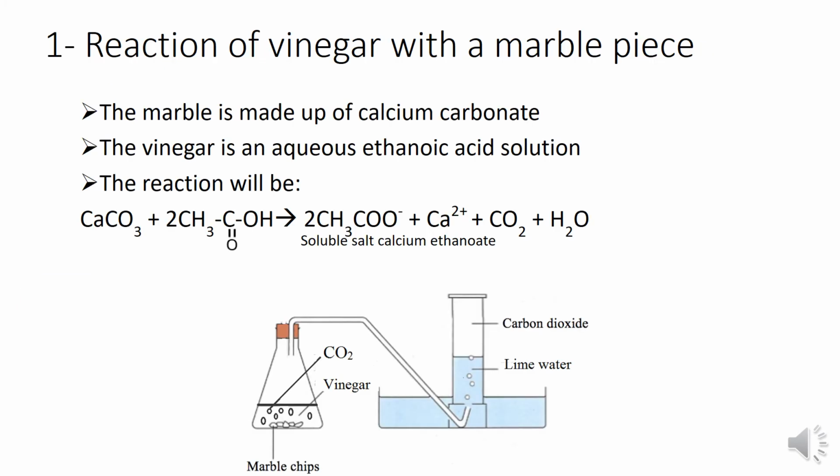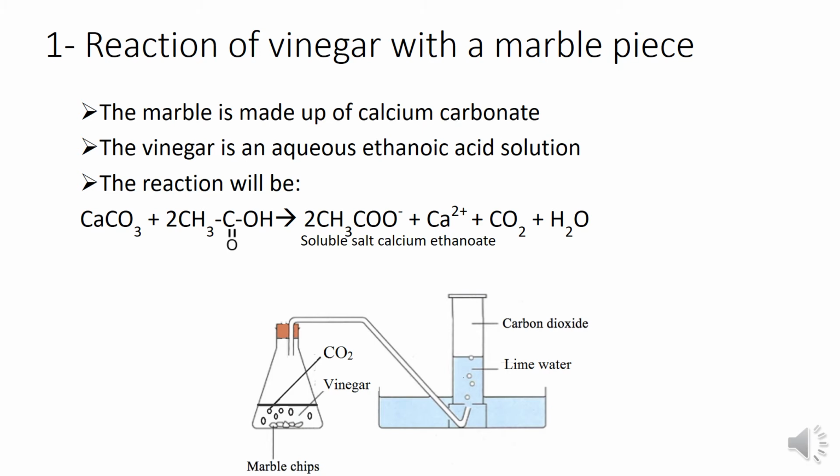Let's start with the first reaction, vinegar with a marble piece. What is marble? It is made up of calcium carbonate. What does vinegar contain? It contains ethanoic acid solution. So the reaction will be between calcium carbonate and ethanoic acid.